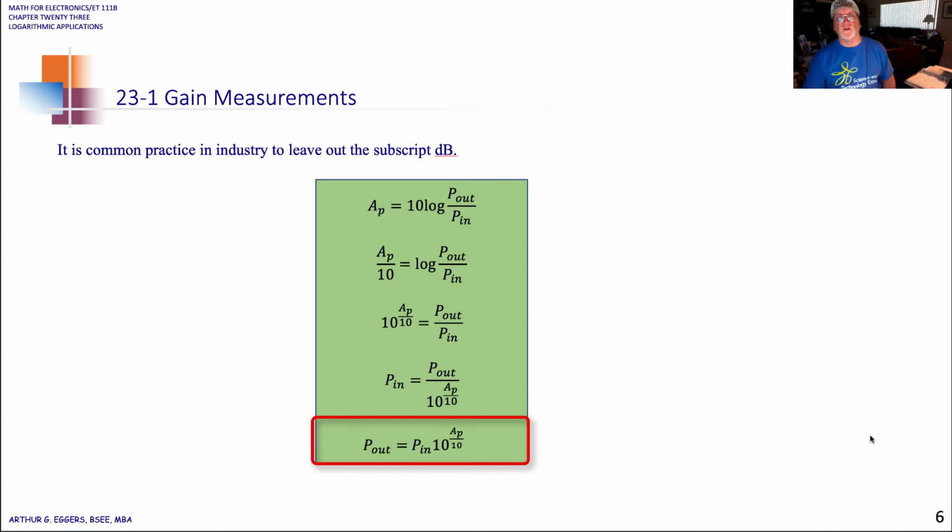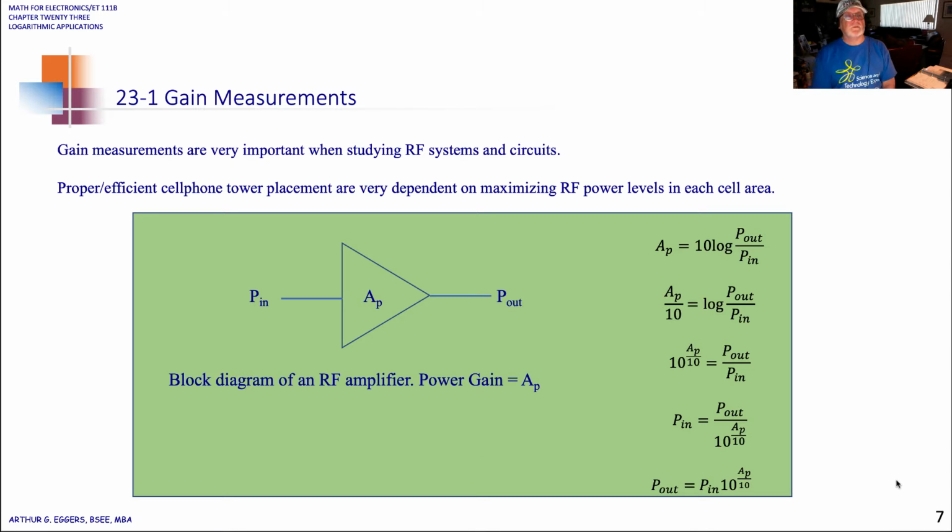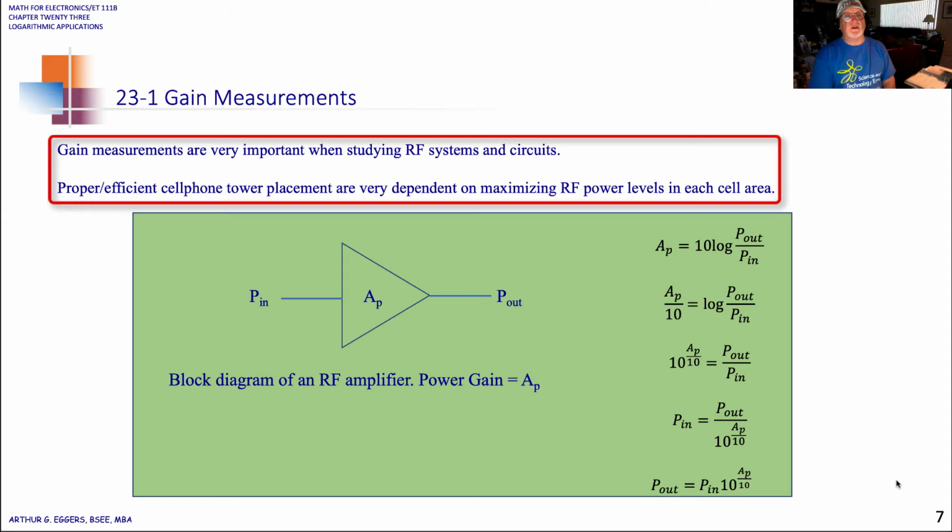So I can solve for unknowns in a circuit or in an analysis, whether I want to determine what kind of power in would give me a specific power out, or what kind of power out relates to a factor of power in. So gain measurements are very important when studying RF systems and circuits. Again, it becomes a figure of merit.